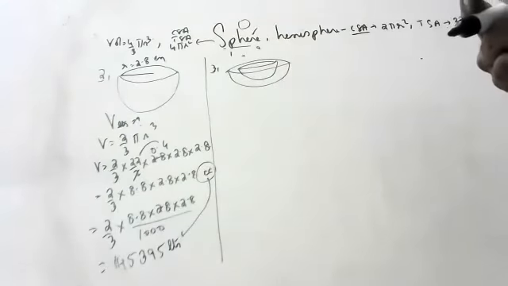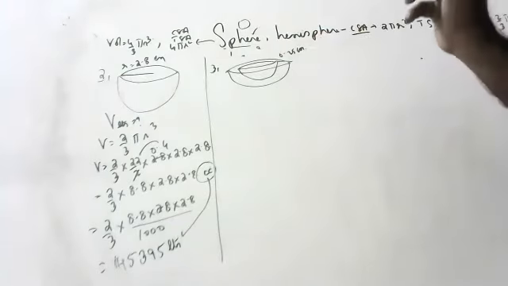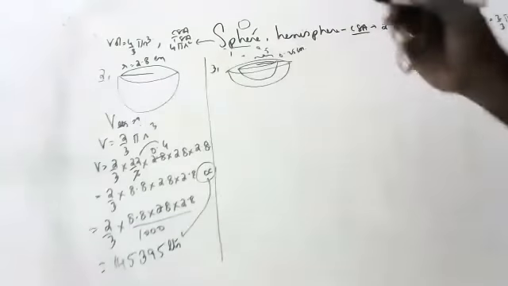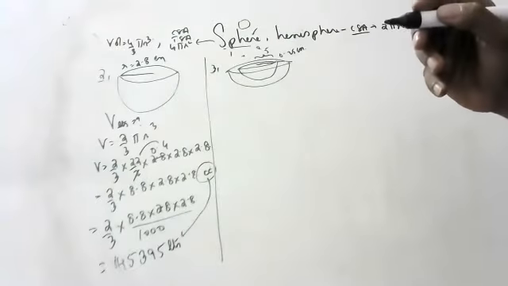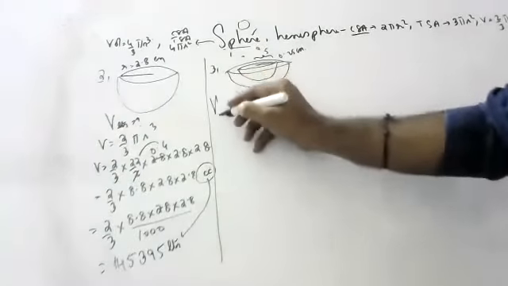So a hemispherical bowl is there. It is 0.25 centimeter thick. The inner radius is 5 centimeters. Question: find the volume of steel used in making the bowl. Nandika, tell, how will you find the volume of steel?